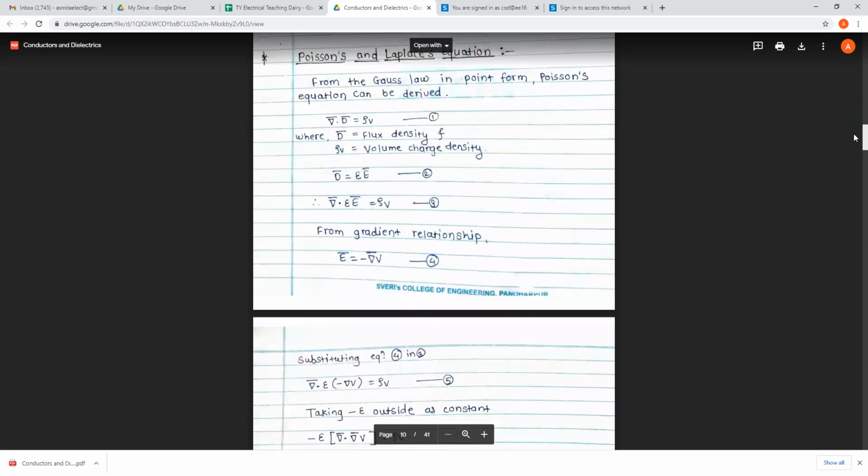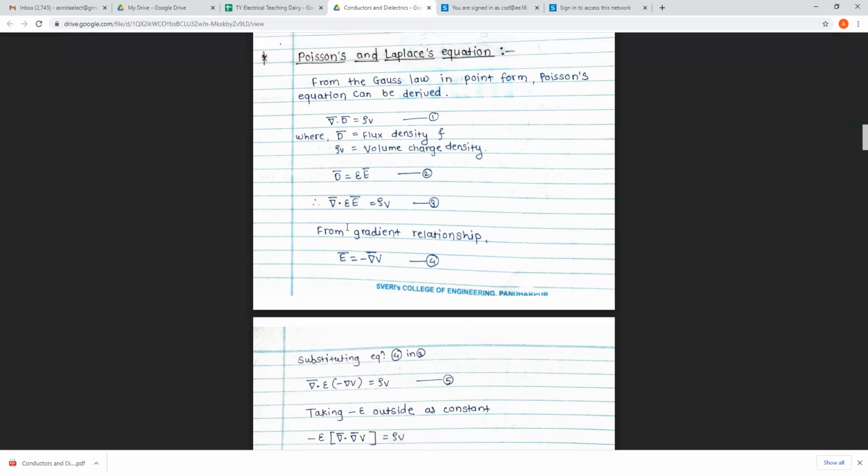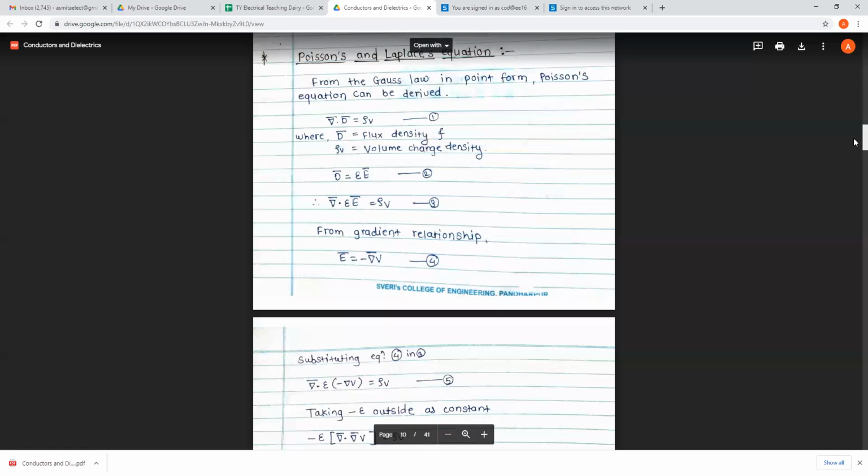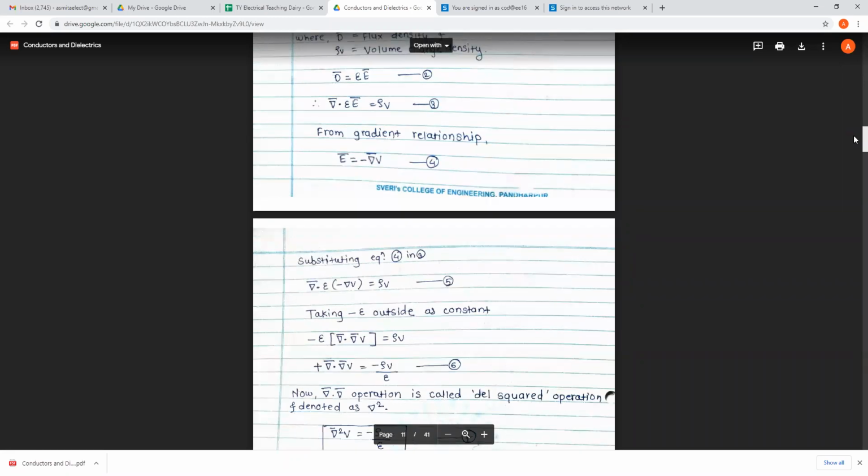The next point is Poisson's and Laplace's equations. These equations are also important because they are asked in exams for 4 marks or 6 marks. These equations are derived from the point form of Gauss law. The point form of Gauss law is del dot d bar is equal to rho v, right? Here the relation between d bar and e bar is d bar is equal to epsilon e bar.